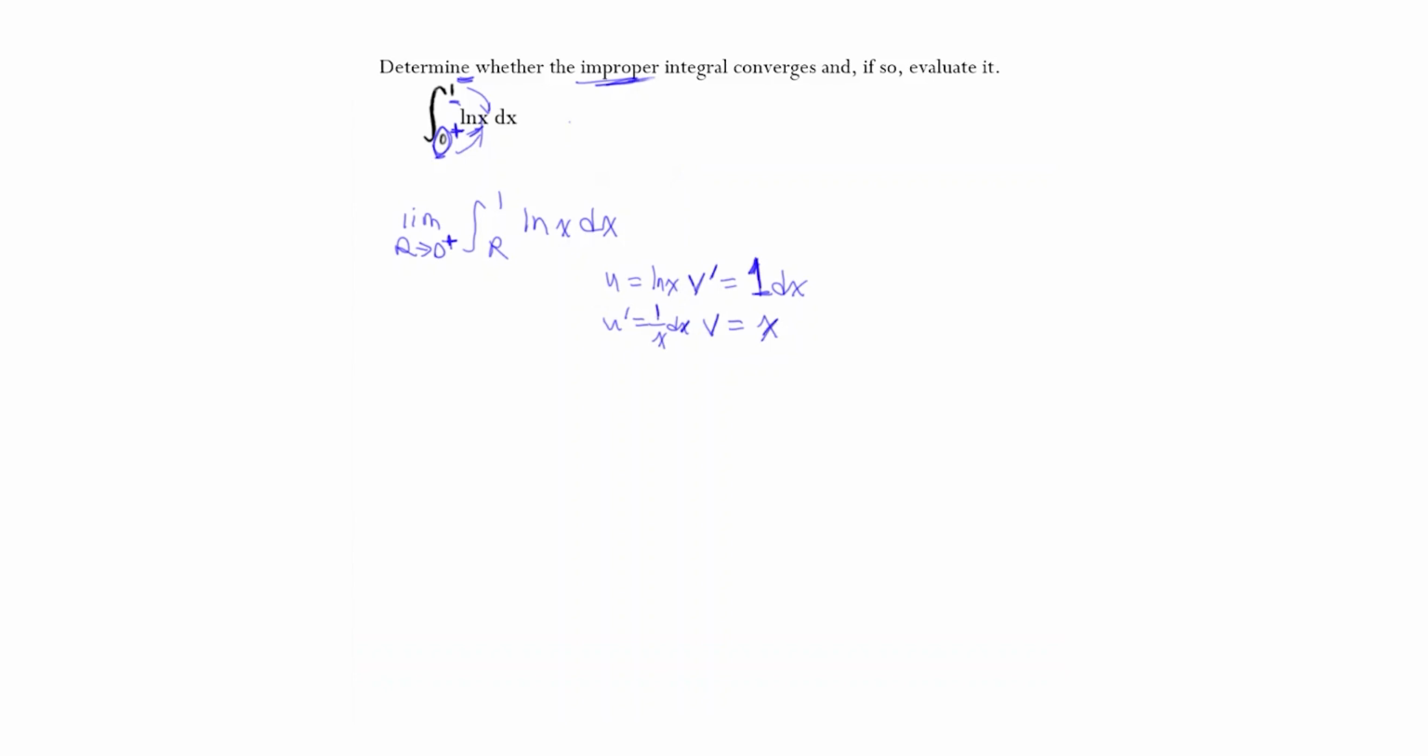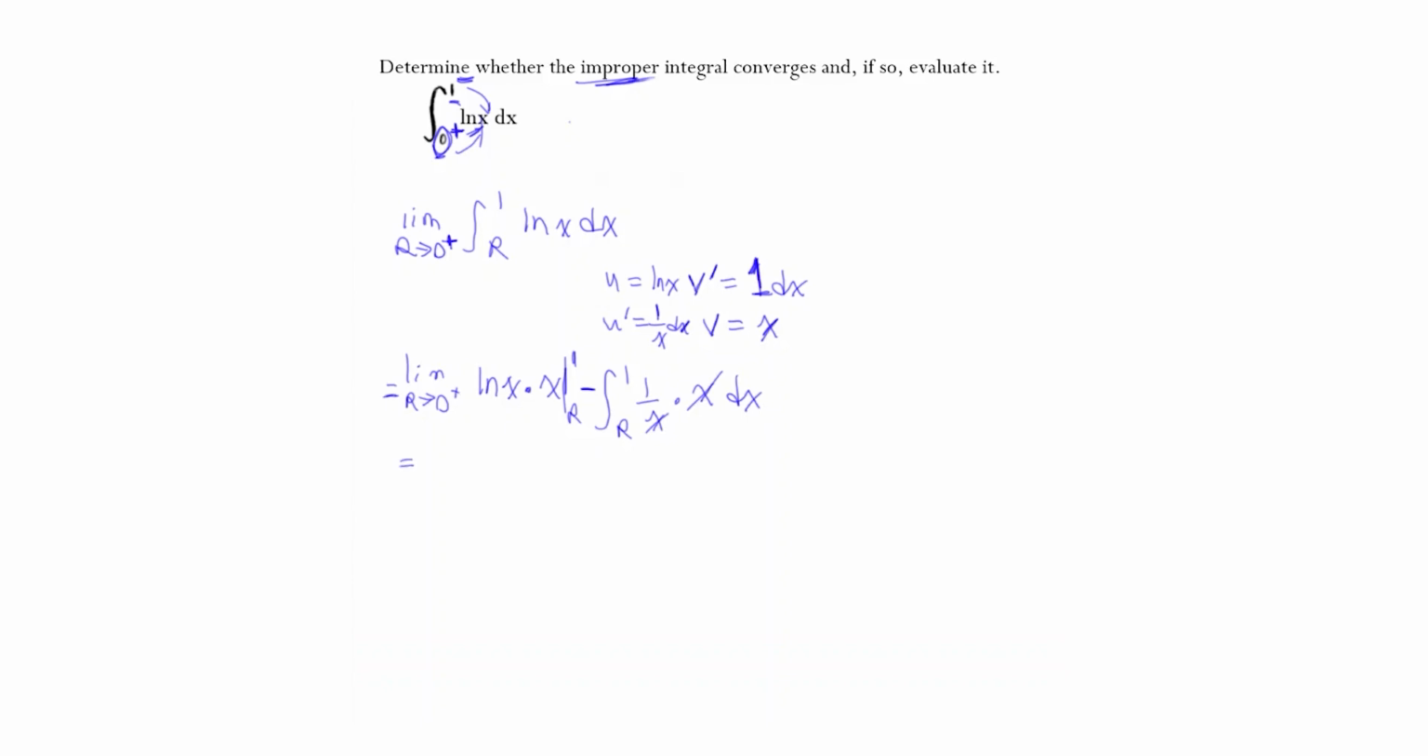And so the formula for integration by parts, let me first write out the limit, is going to be u multiplied by v, negative the antiderivative of u prime multiplied by v. Let's not forget our bounds though. So 1 and r. So u prime, 1 over x, multiplied by v, which is x. So these will conveniently cancel out and give us 1.